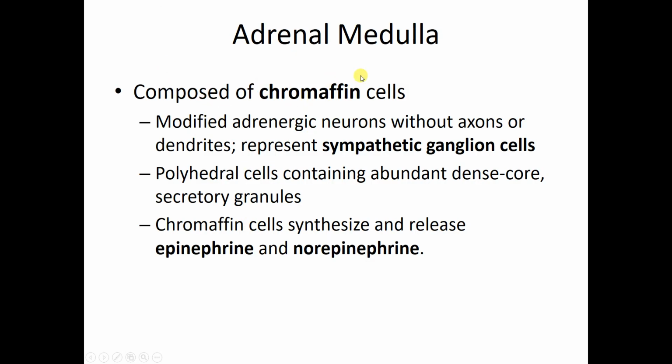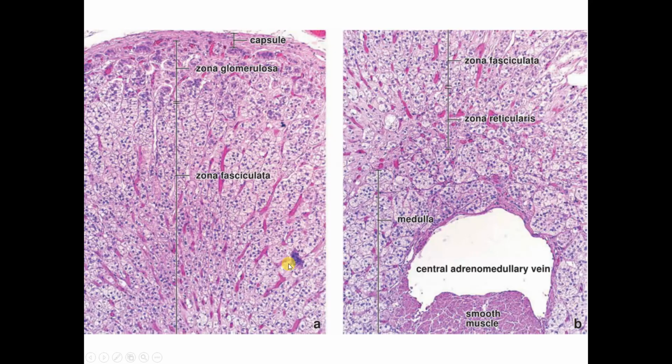Adrenal medulla is composed of chromaffin cells. Chromaffin means they can take up chromatic stains. By structure it represents sympathetic ganglion cells and produces epinephrine or norepinephrine, which I already explained to you. So this is the histological structure again: capsule, zona glomerulosa, fasciculata, and zona reticularis. Then here we have the medulla, which produces adrenaline. And in the middle we have the central adrenomedullary vein, where all the adrenaline that is produced flows in and is distributed all over the body.